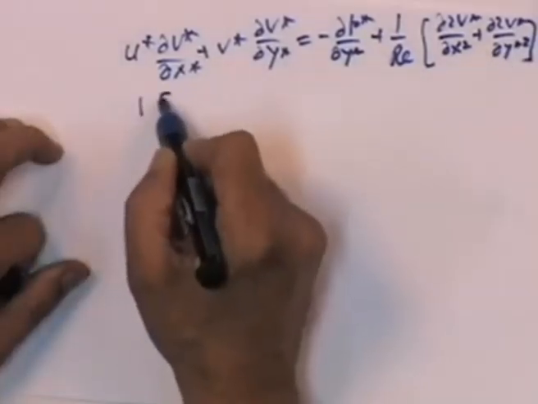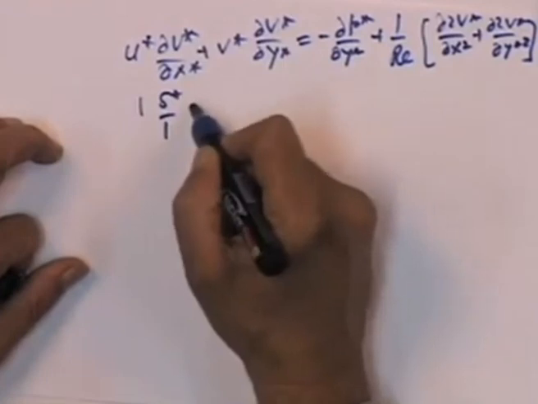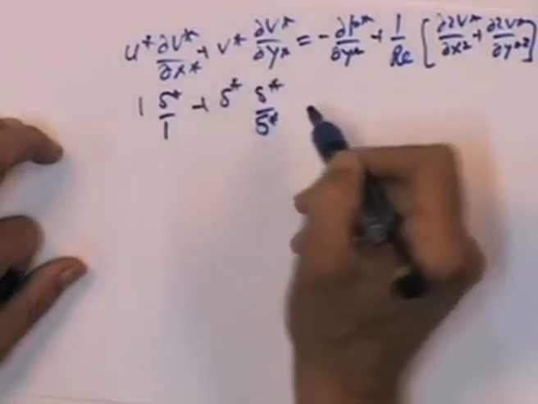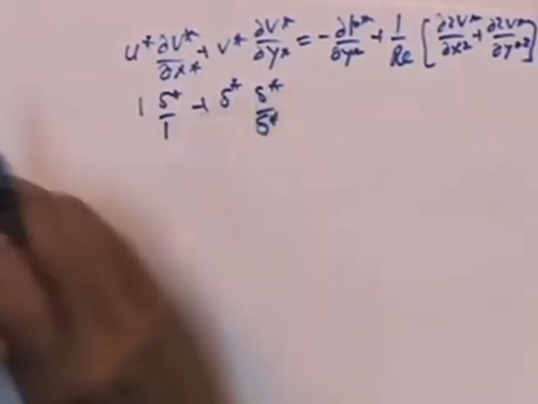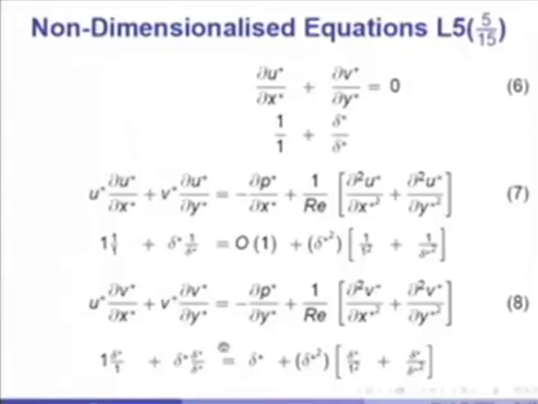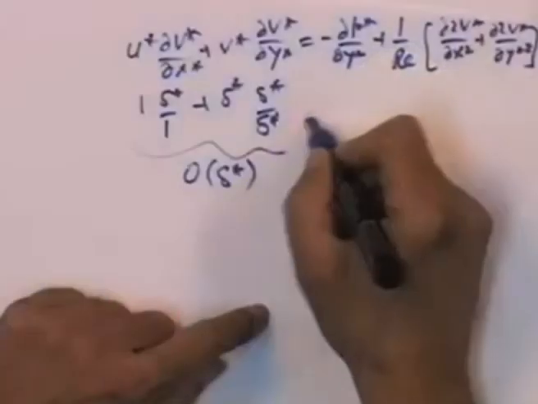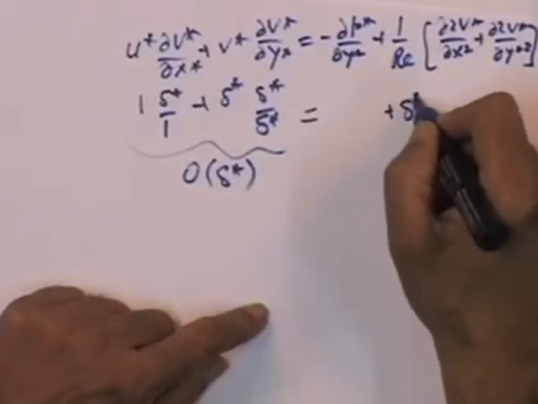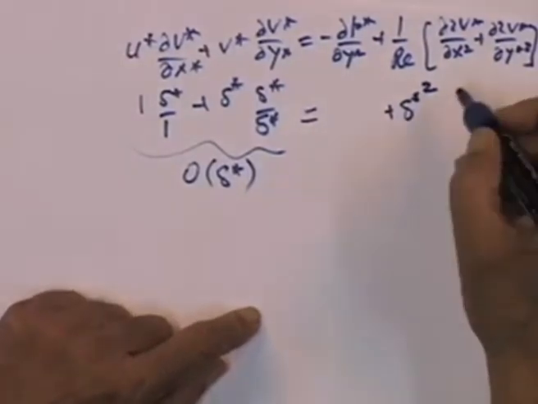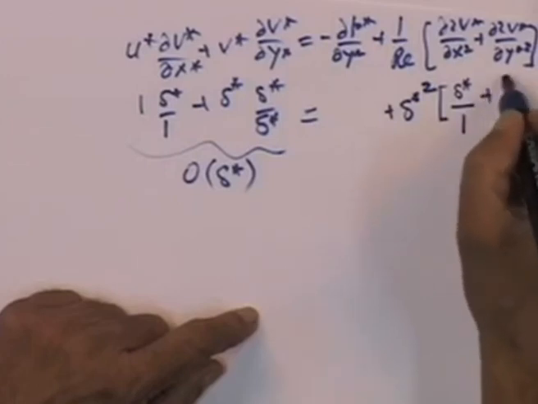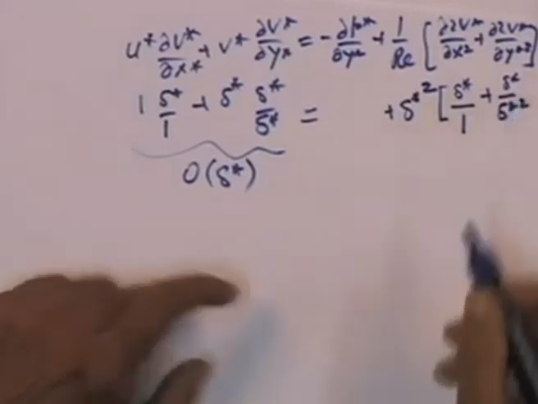And this is 1 delta star by 1 plus delta star by delta star. So, you will notice that the left hand side is of order delta square. We have agreed that 1 over Reynolds number shall be of order delta square, multiplied by star by 1 plus delta star by delta star square.